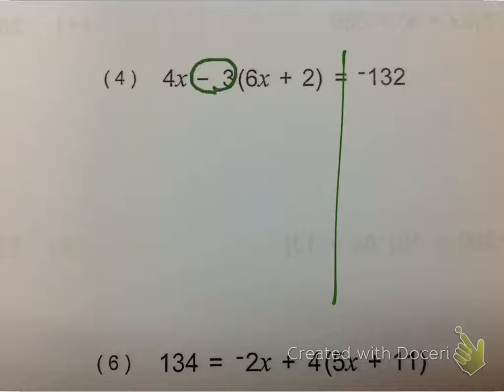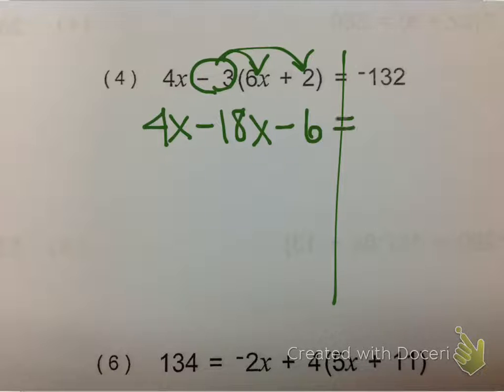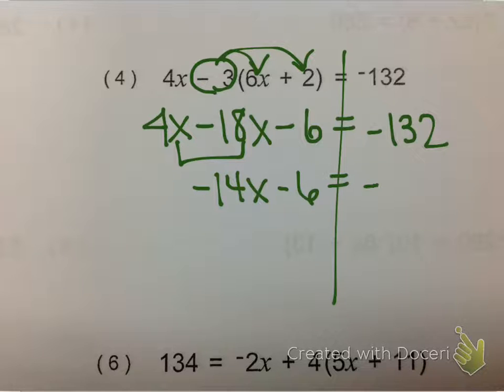Again, same thing. We're going to distribute this negative 3 to both terms. We got 4x, bring it down. Negative 3 times 6, negative 18x. Negative 3 times positive 2 is negative 6. And bring down the negative 132. Combine like terms. 4 minus 18 is negative 14x, minus 6 is negative 132.